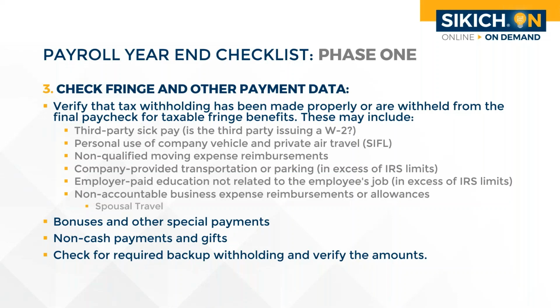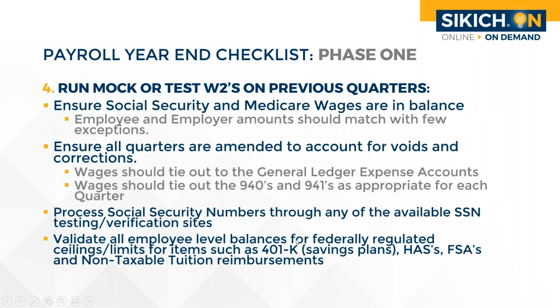You have bonuses and other special payments that we talked about earlier. You have things such as non-cash payments and gifts. You give somebody a gold watch for their retirement. In some circumstances, there is imputed value on that gift. I also recommend that you go through all of these items that you're putting through your payroll and make sure that all of the required backup withholding has been done properly.